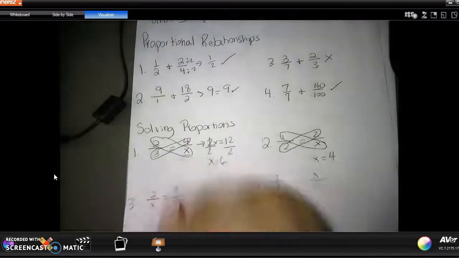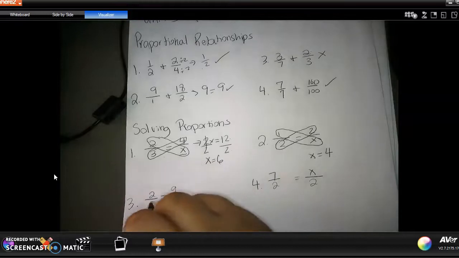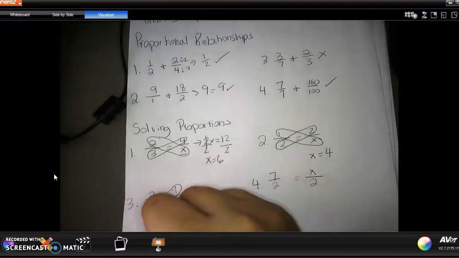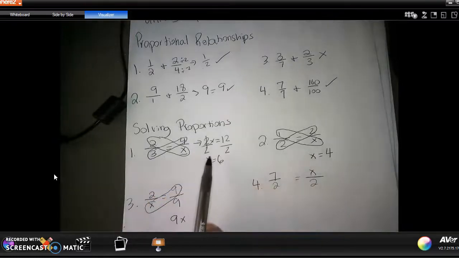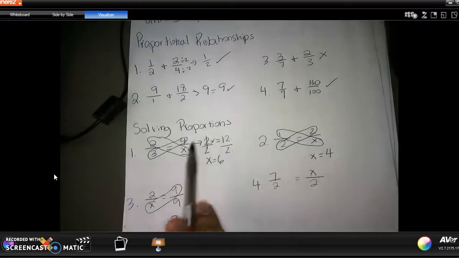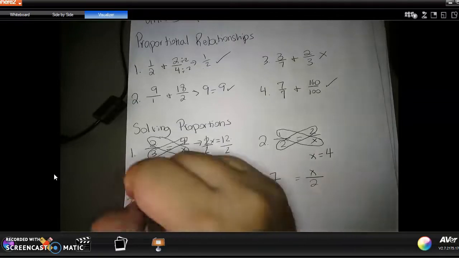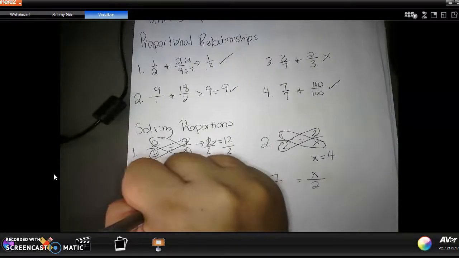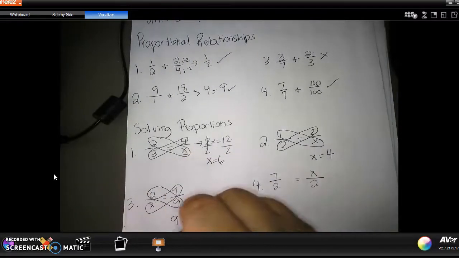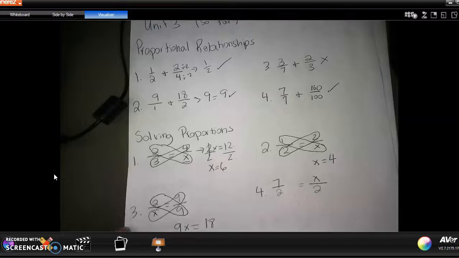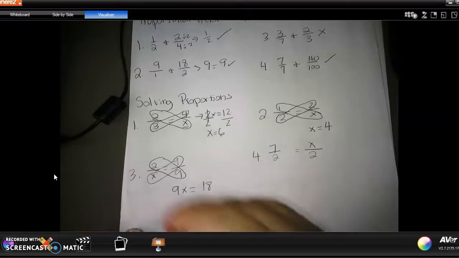Okay, moving down to number 3. We have x and 9. So that's 9 times x, which is 9x, like we talked about in the first one. Remember, we said 2 times x is 2x, so x times 9, or 9 times x, is 9x. Equals, then we do 2 times 9. Well, 2 times 9 is 18. And now we're just going to solve it again like we did a one-step equation. So, we would divide 9 on both sides.